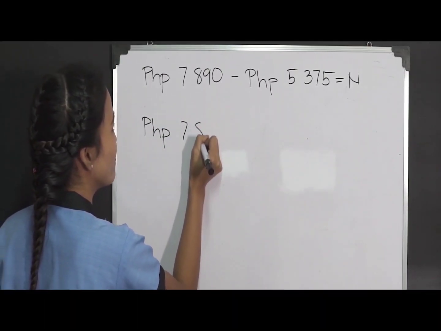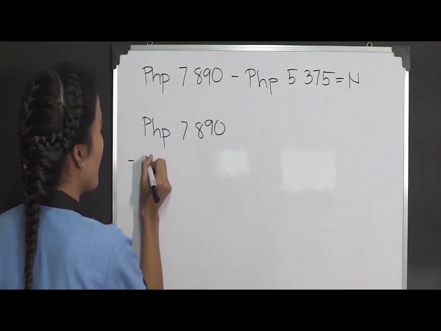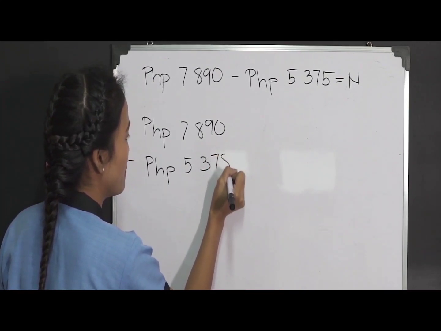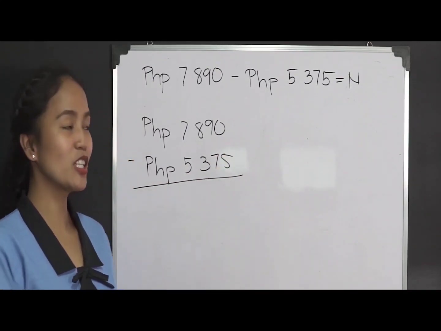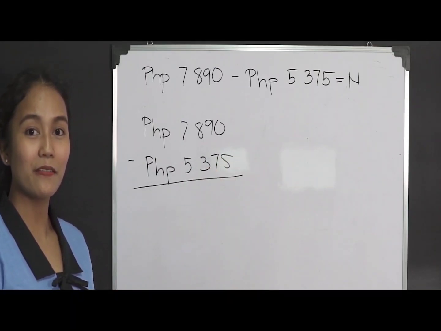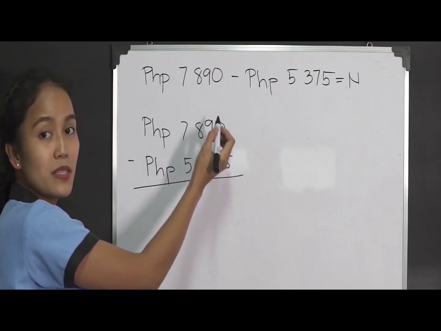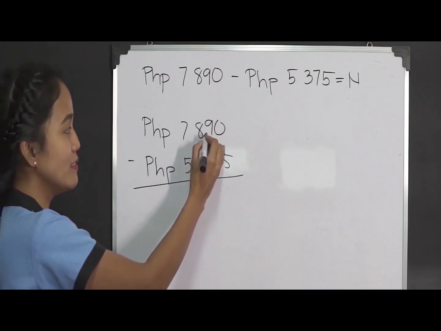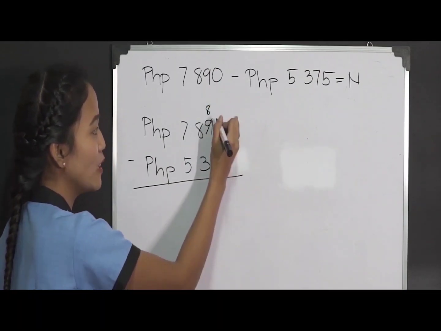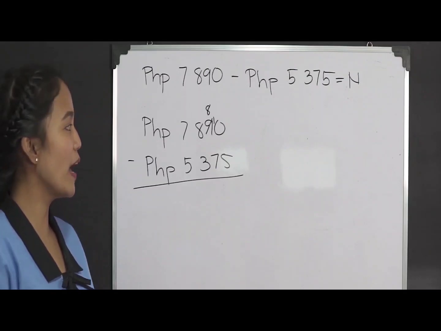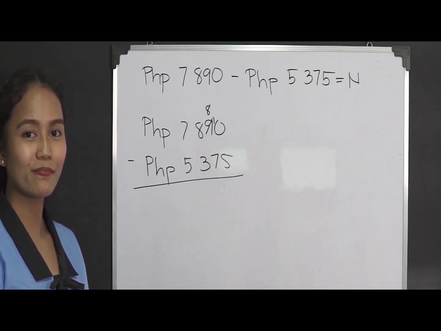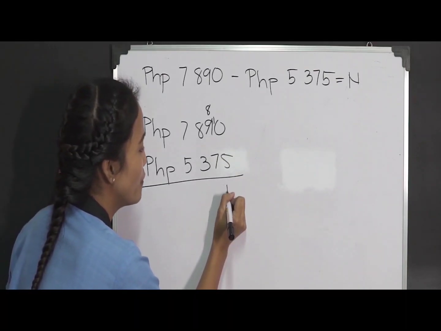7,890 pesos minus 5,375 pesos. Let's start with the ones column. 0 minus 5. Very good. We cannot subtract 5 from 0. So we need to regroup 10 tens into 10 ones. So 9 will become 8. Then write 1 beside 0. So we now have 10 ones. 10 minus 5 is equal to? Very good. It is equal to 5.